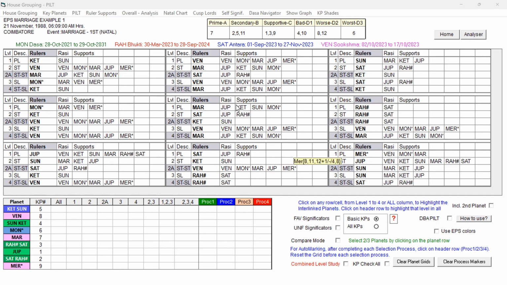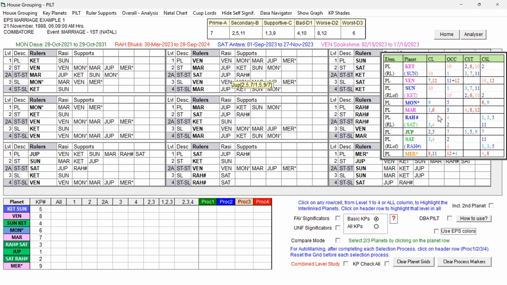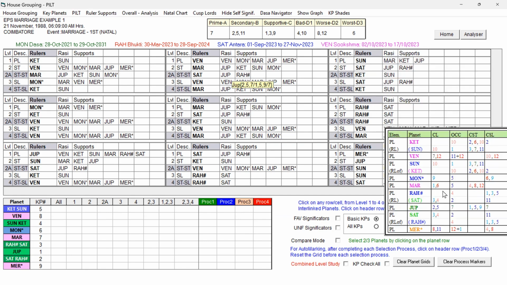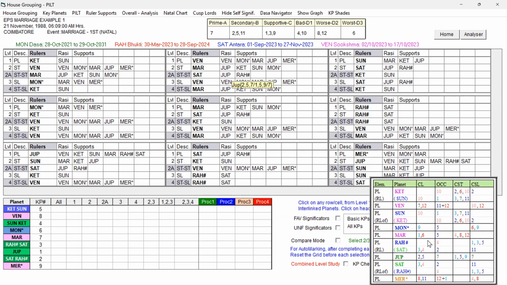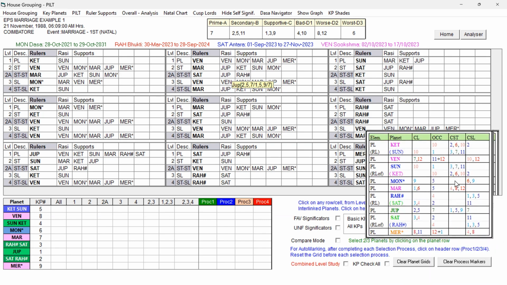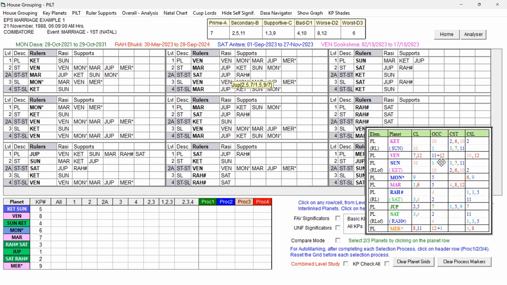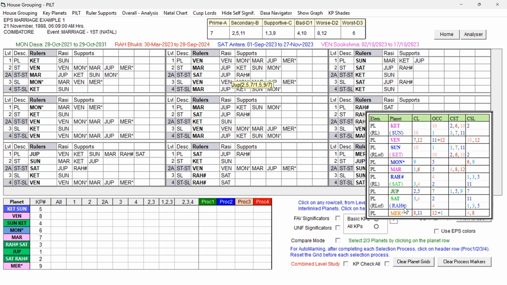Or you can use the self-signification colors that we gave in the previous video for the EPS table analysis, based on the study of the self-signification. We have studied and given the colors. In order to continue the same thing, we can use these key planet shades that we have given. So for that, you can use EPS colors.